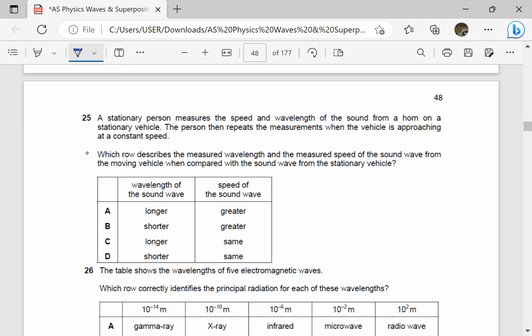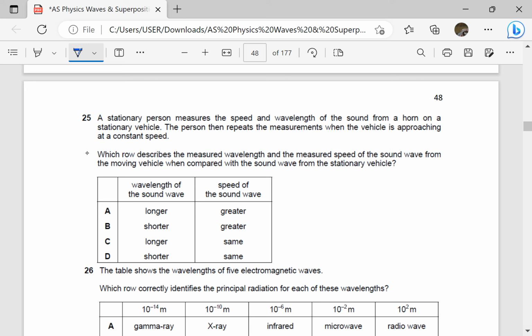A stationary person measures the speed and wavelength of the sound from a horn on a stationary vehicle. So let's look at a stationary vehicle. Which row describes the measured wavelength and the measured speed of the sound wave from the moving vehicle when compared with the sound wave from the stationary vehicle? Okay, so A is saying it is longer. The person then repeats the measurements when the vehicle is approaching at a constant speed.